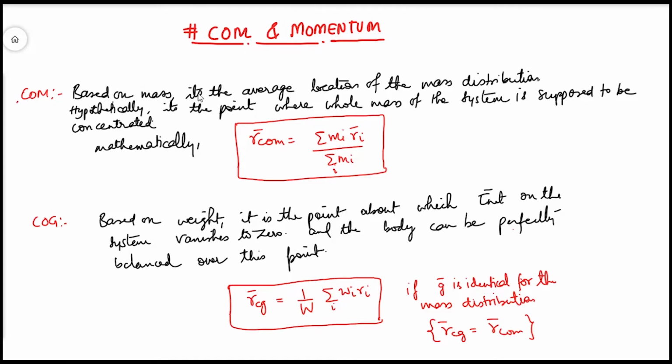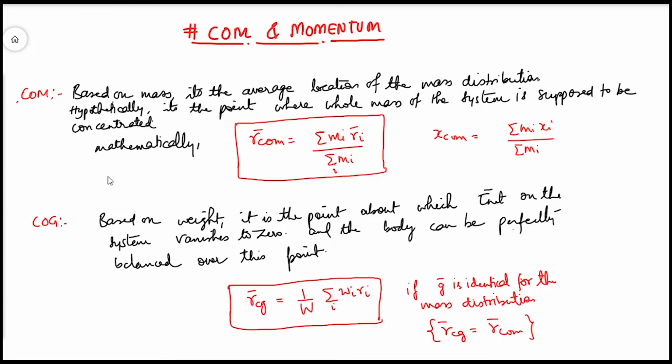Center of mass. Center of mass, it's the average location of the mass distribution. Okay, so hypothetically speaking, it is the point where the whole mass of the system is supposed to be concentrated. And mathematically the position of center of mass is a weighted sum of the individual masses. Okay, so summation of mi ri divided by summation of mi. Now suppose I'm talking about x com, so this becomes summation of mi xi divided by summation of mi. Similarly goes for y com, similarly goes for z com. Okay, and this i goes from 1 to n, like n number of particles are there, so we are going to take n additions.